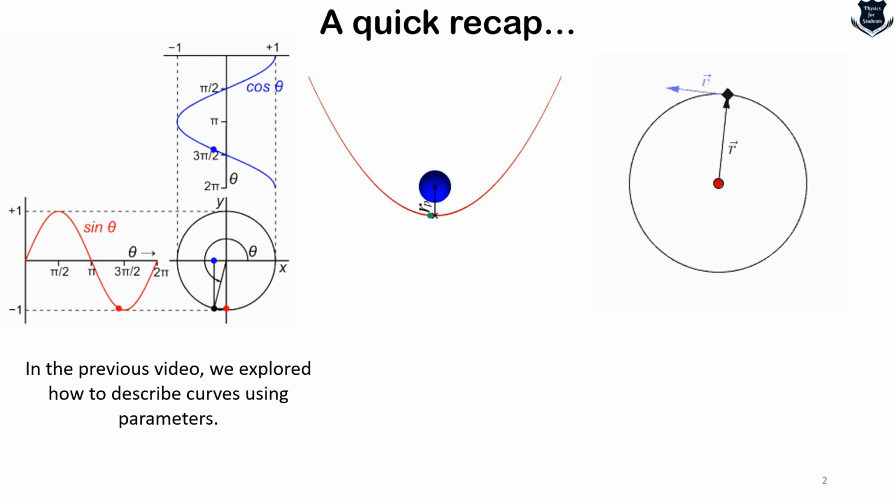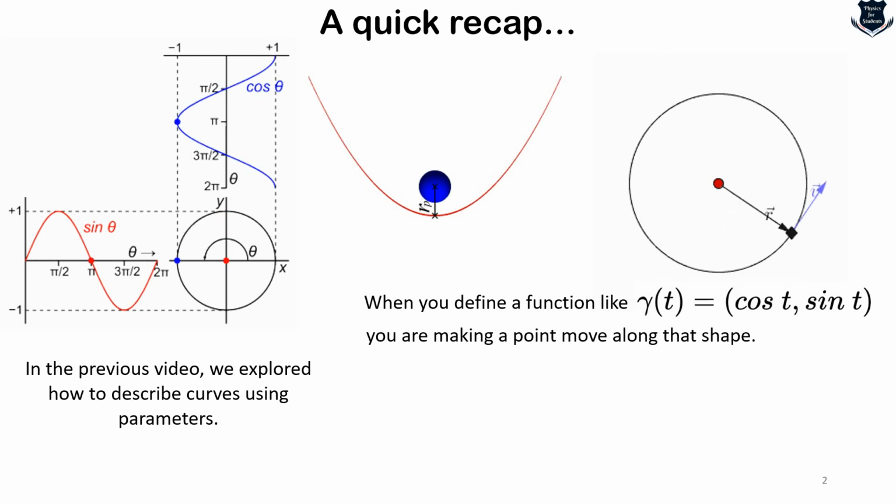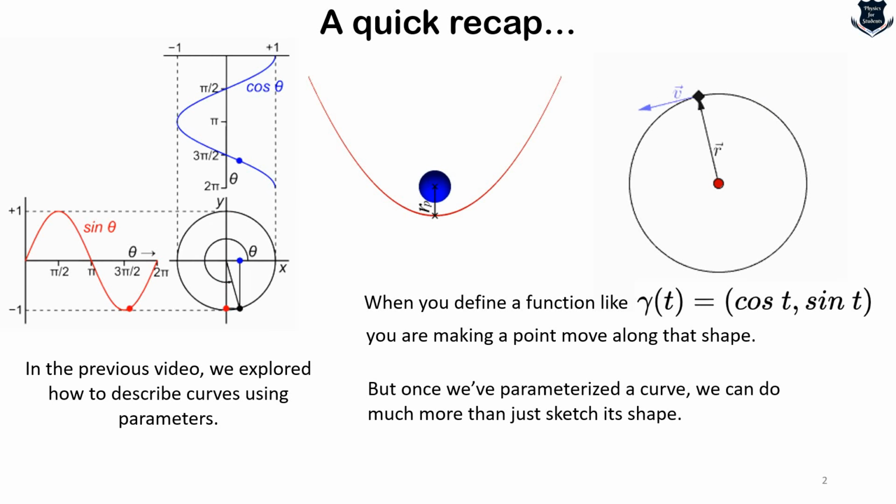So all these things are telling us that by introducing a parameter like time t, we turn the shape into a living path. When you define a function, for example, gamma t equals cos t, sin t, or whatever, you're actually making a point move along the shape. Now a point moves along the curve and we can study how fast it moves, which direction it takes, and various other things, that is the motion. So this is where the real geometry begins to breathe.